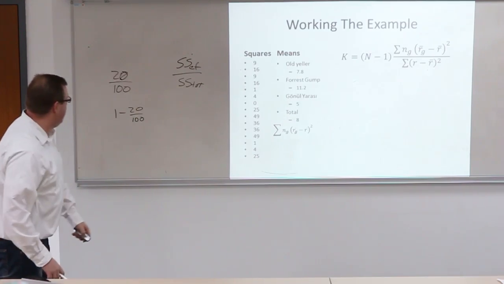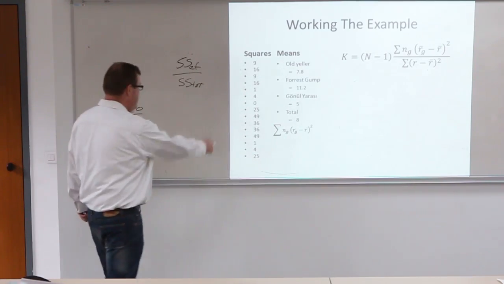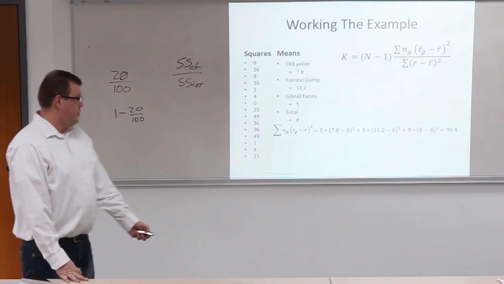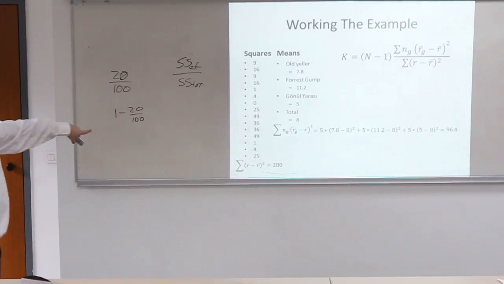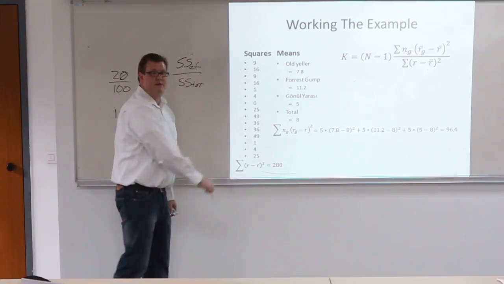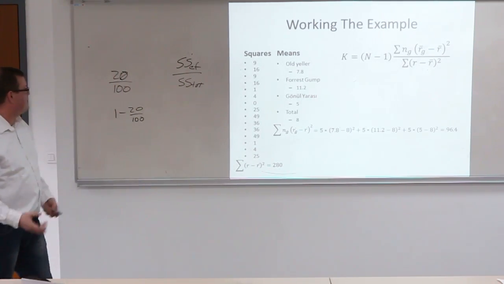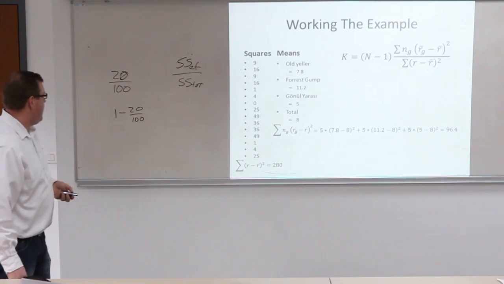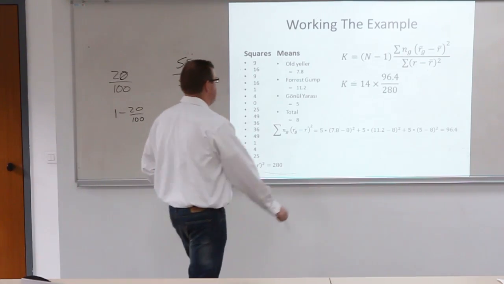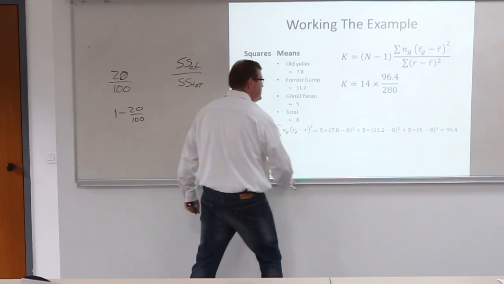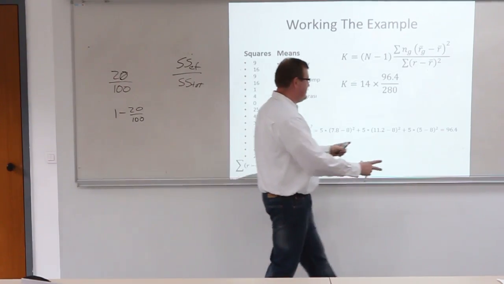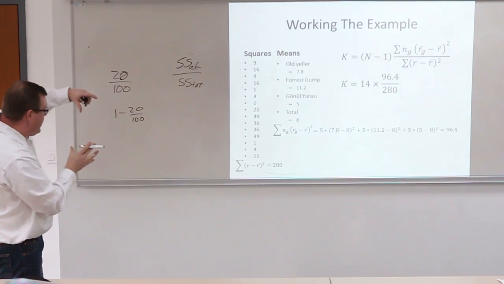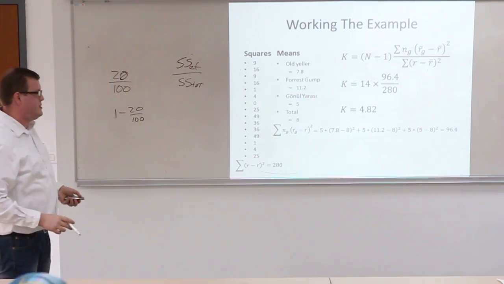So for the numerator, we have that. If we go through the math, we'll get 96.4 for the numerator. For the denominator, we have this. We're just adding up all of these individual values. So 9 plus 16 plus 9 plus 16 plus 1 plus 4, etc. We'll get 280. And then all we need to do is multiply the ratio of these two things. So this is like the total sum of squares, and this is like the sum of squares for the effect. So multiply that ratio by 14, and that will give us 4.82.